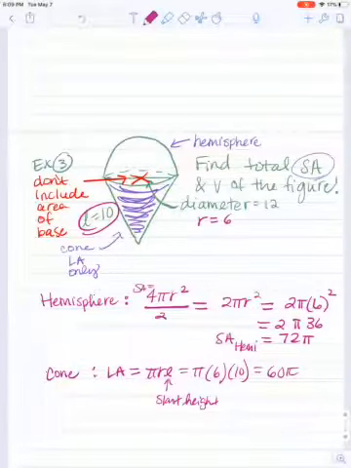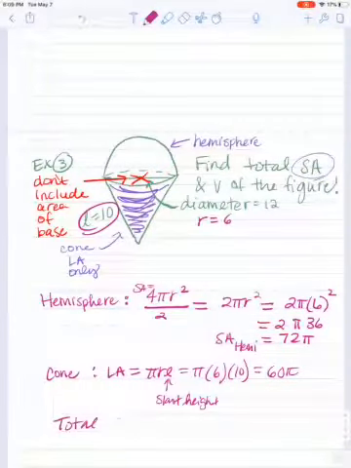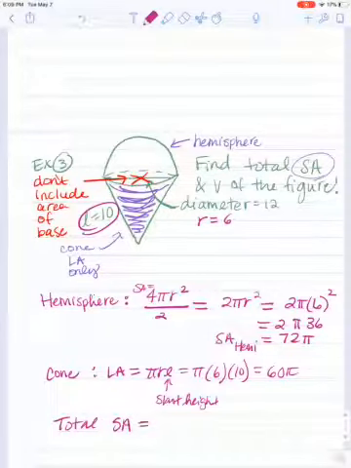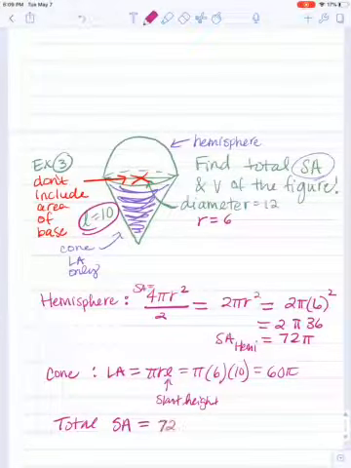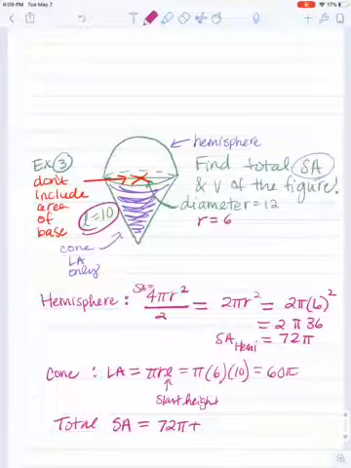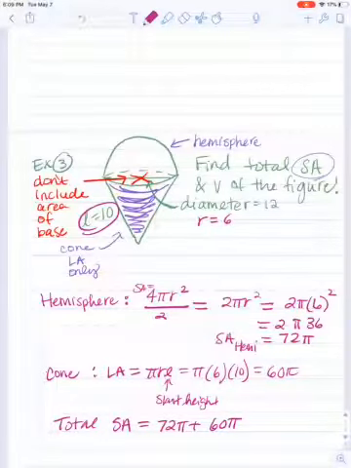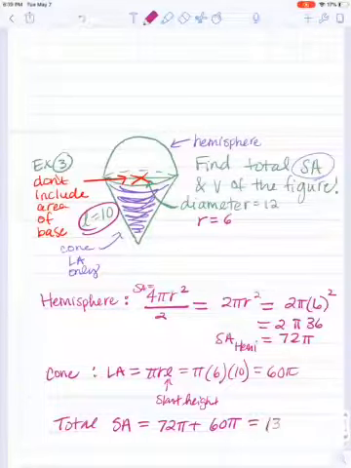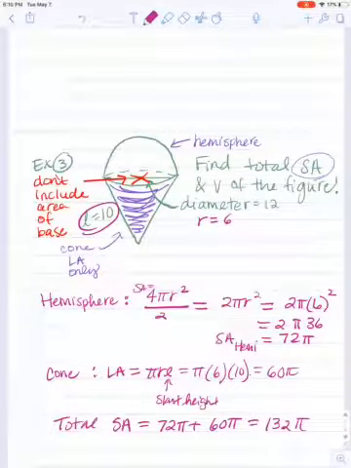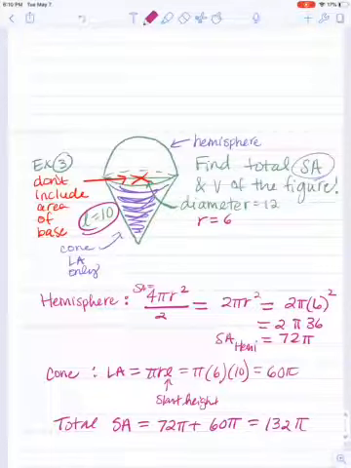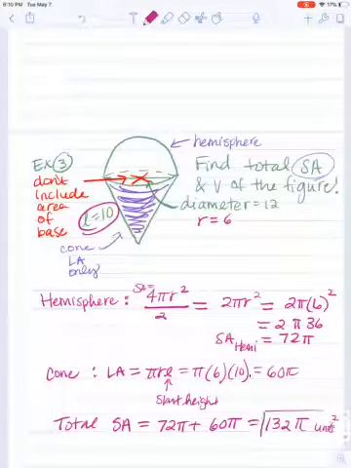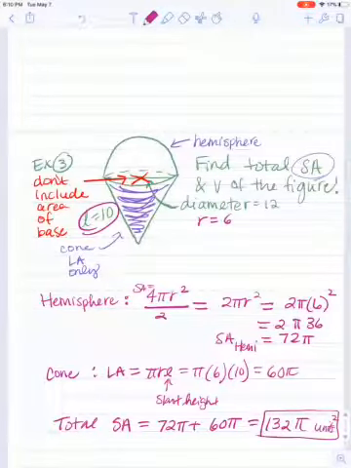Coolio, that's 60 pi. All right, so the total surface area of the composite figure is 72 pi plus 60 pi, which is going to be 132 pi. Did I give you units? No. So whatever the units were, units squared. Okay, not too bad, right?